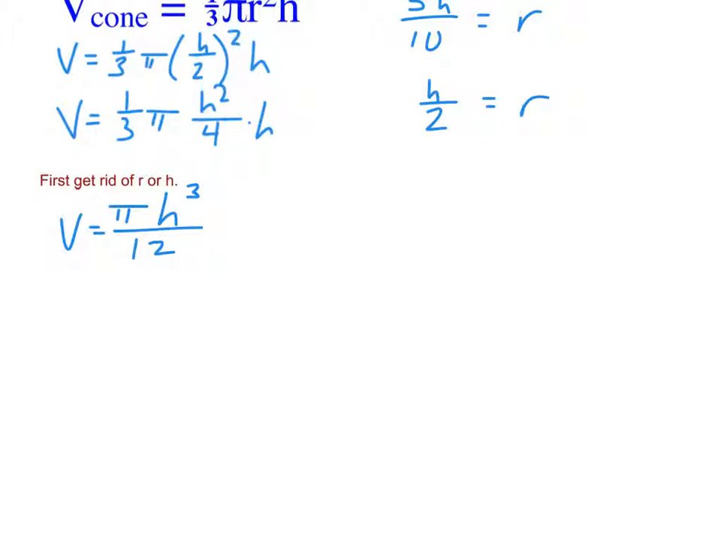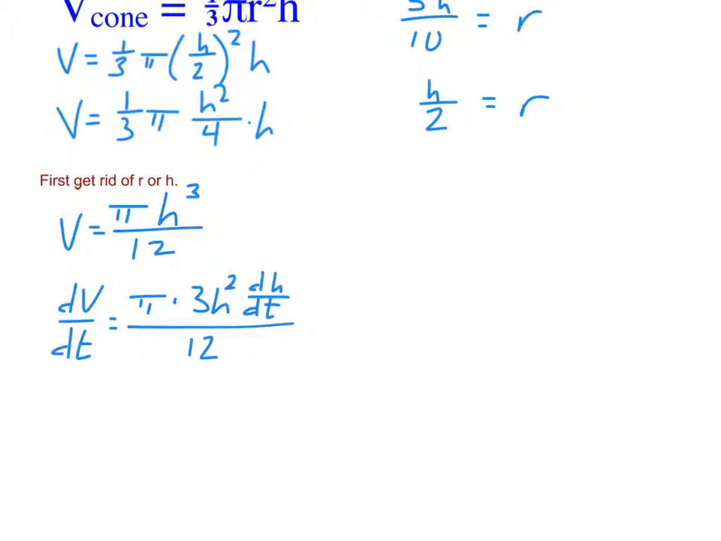The nice part about this, though, is now I can go ahead and find my derivative. And so, dV over dt equals pi times 3h squared dh over dt, all over 12. Now some of you might be thrown off by the over 12. I don't have to use quotient rule here because it's over a constant. It's not over a function.